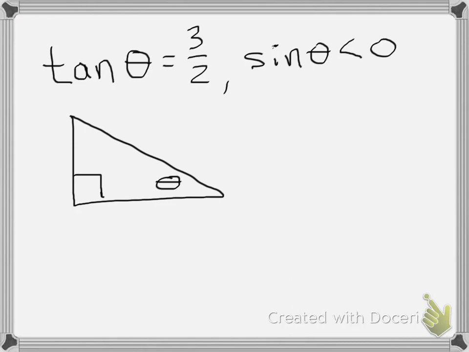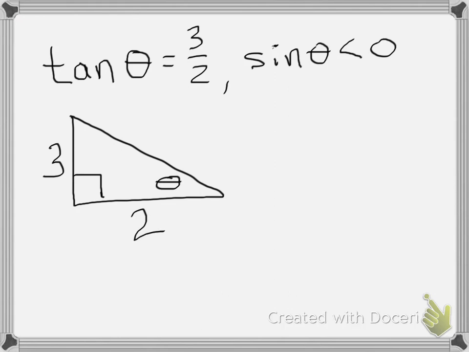You have to remember SOHCAHTOA. You have to remember what the tangent represents. The tangent of theta, by definition, is the opposite side divided by the adjacent side. Based on this, the ratio of the opposite side to the adjacent side is 3 over 2. I can pick anything I want for the opposite side and the adjacent side, as long as they are in the ratio of 3 to 2. It would make sense to pick the opposite side as 3 and the adjacent side as 2.